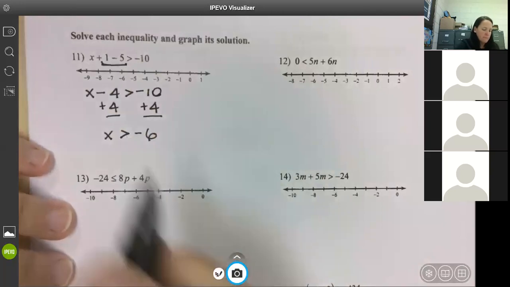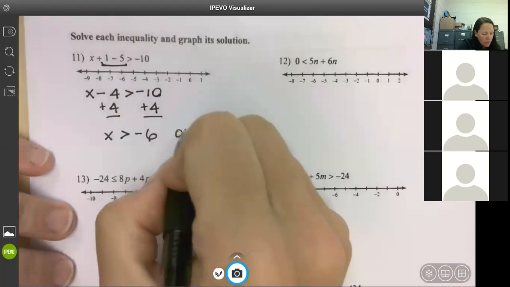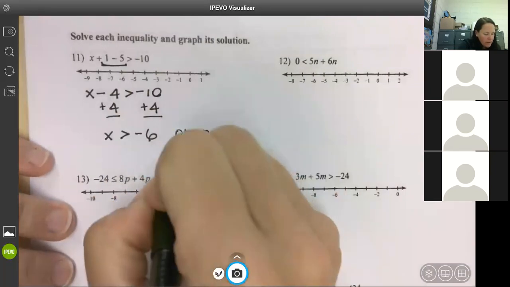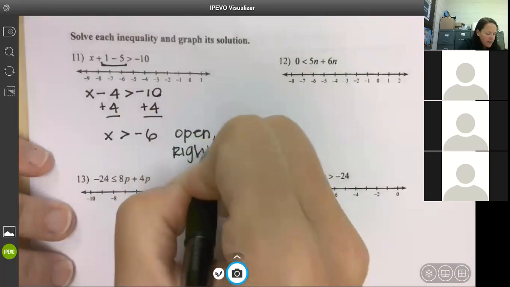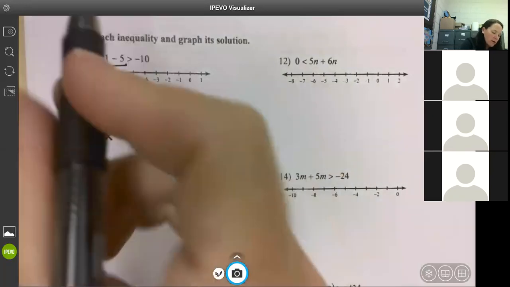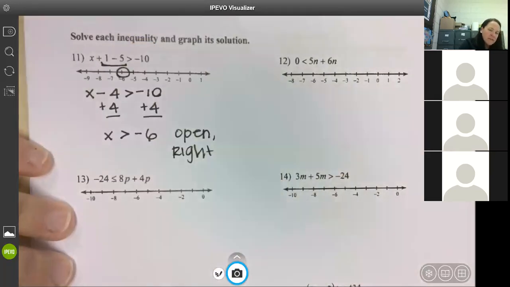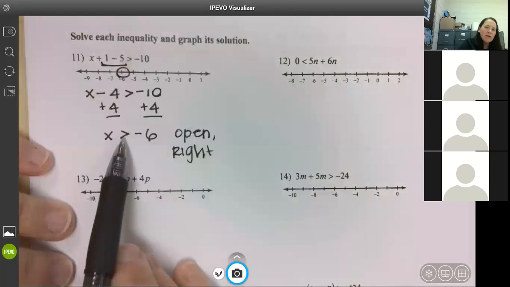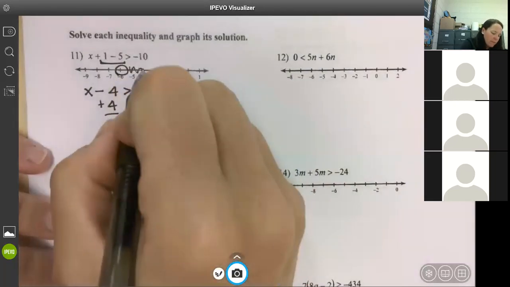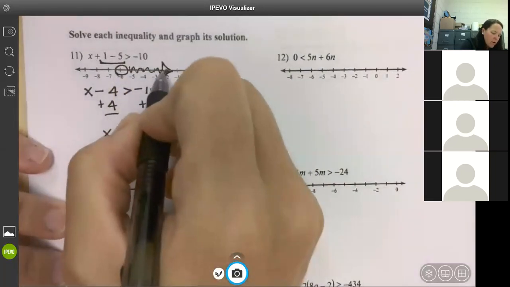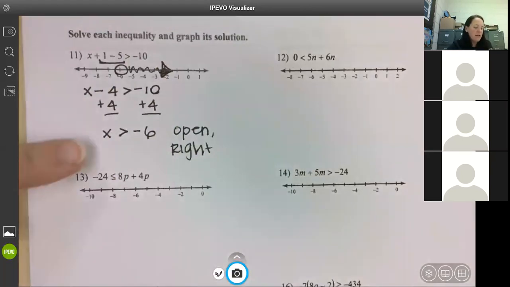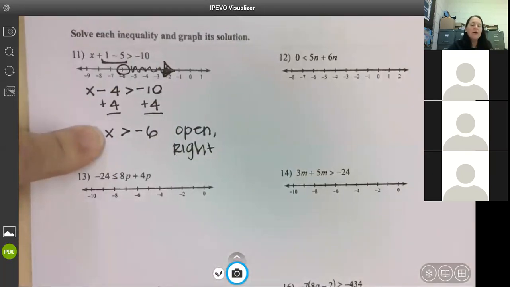Find the -6 in this open circle going to the right. It's open and to the right. It's open because there's no equal mark. So open at -6, and then this inequality is pointing to the right. Most of your questions you can get from just getting this answer. There's a couple that you'll have to watch the graphing on.